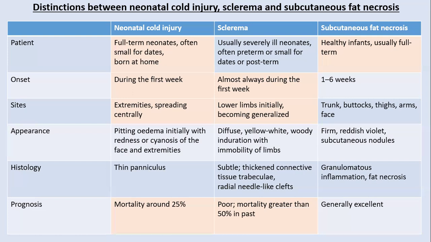Histology: neonatal cold injury shows a thin panniculus. Scleroderma neonatorum shows thick connective tissue trabeculae with needle-like clefts. Subcutaneous fat necrosis again shows fat necrosis with needle-like clefts. Mortality is highest in scleroderma neonatorum, more than 50%, around 25% in neonatal cold injury, while there is absolutely no risk to life in subcutaneous fat necrosis.